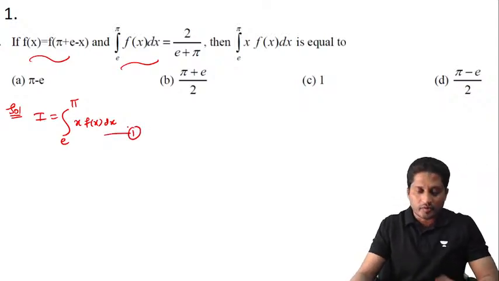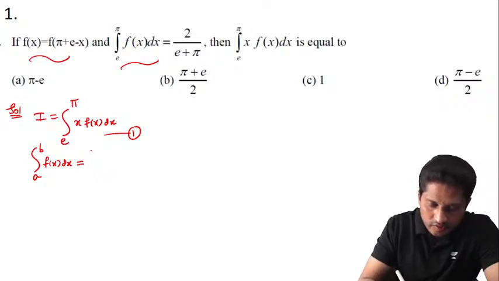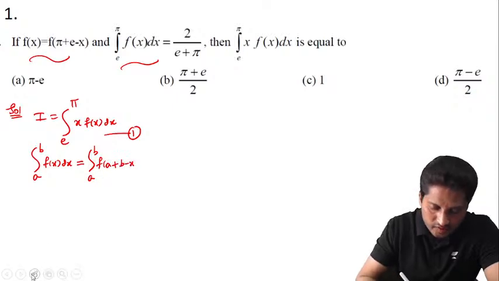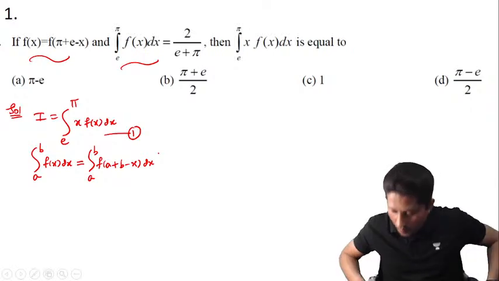Alright, now I'm going to use the property: integration a to b f of x dx is equal to integration of a to b f of a plus b minus x dx. That is, change x to lower plus upper minus x.